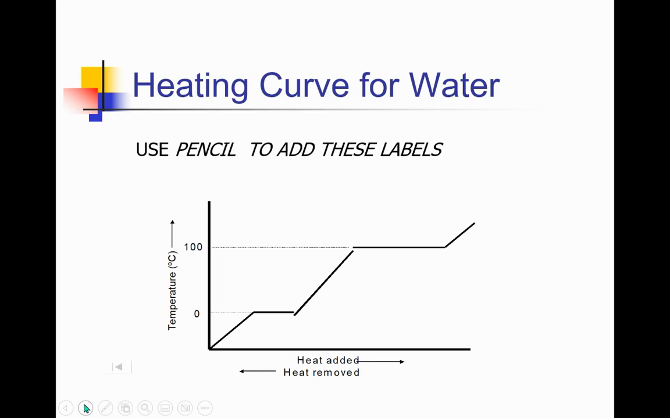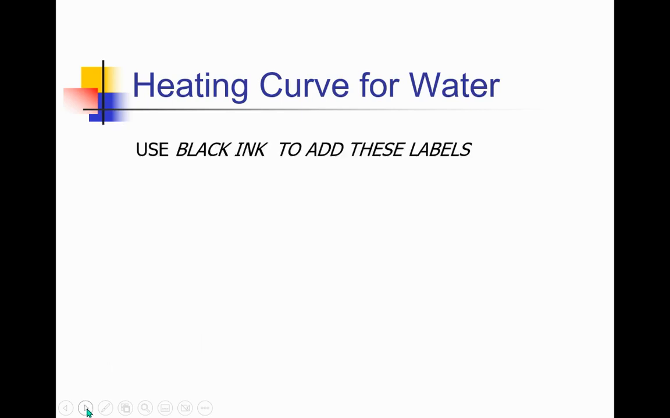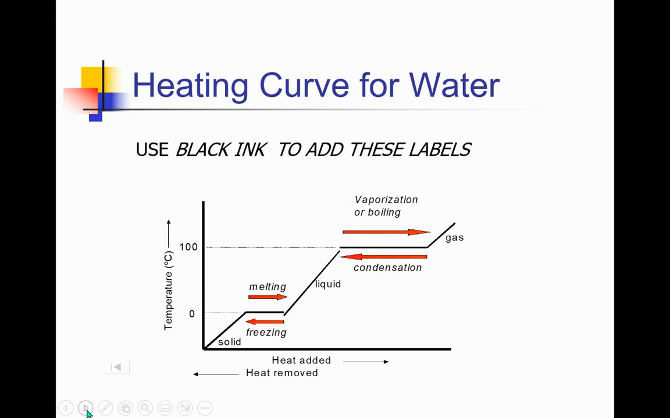It is water, so the freezing point is at 0 degrees and the boiling point is at 100 degrees. So at 0 degrees, if you add heat to a solid at 0 degrees, you will melt it into a liquid. If you remove heat from a liquid at 0 degrees, you will freeze it into a solid. Now we'll go up to 100 degrees. If you have liquid water at 100 degrees and you add heat to it, you will boil it or vaporize it into a gas. If you have gaseous water or water vapor at 100 degrees Celsius and you remove heat from it, you will condense it into a liquid at 100 degrees.